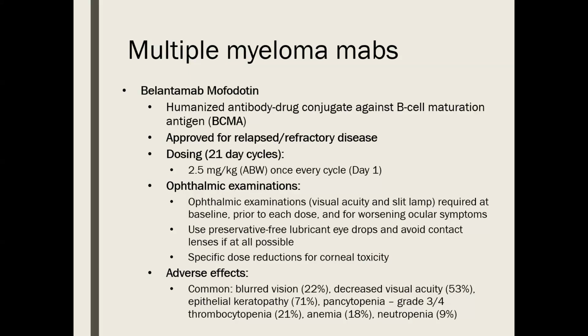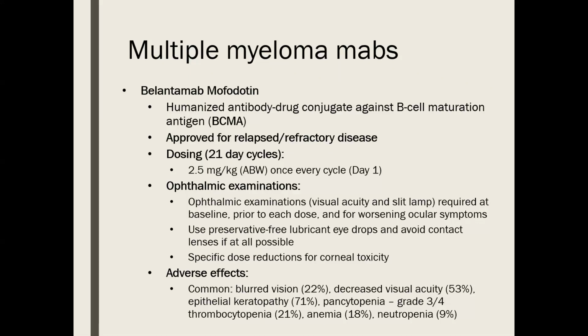It is currently approved in the relapse and refractory setting, of course. Dosing is included on the slide, 2.5 mg/kg, absolute body weight once every cycle, every 21 days. But the most important thing to talk about with belantamab is the toxicities. As you can see on the bottom here, a lot of visual issues. Blurred vision in 22% of folks, decreased visual acuity in 53% of folks, epithelial keratopathy in 71% of folks. A lot of visual issues.